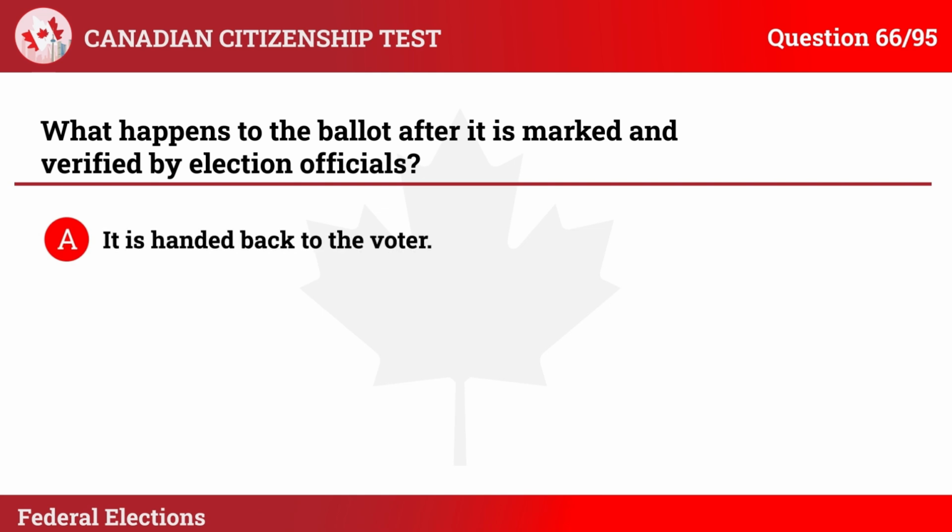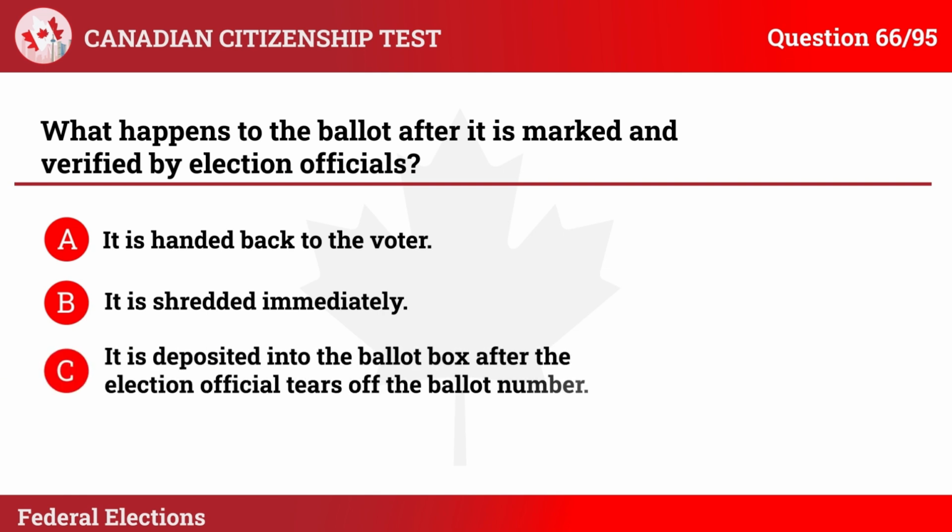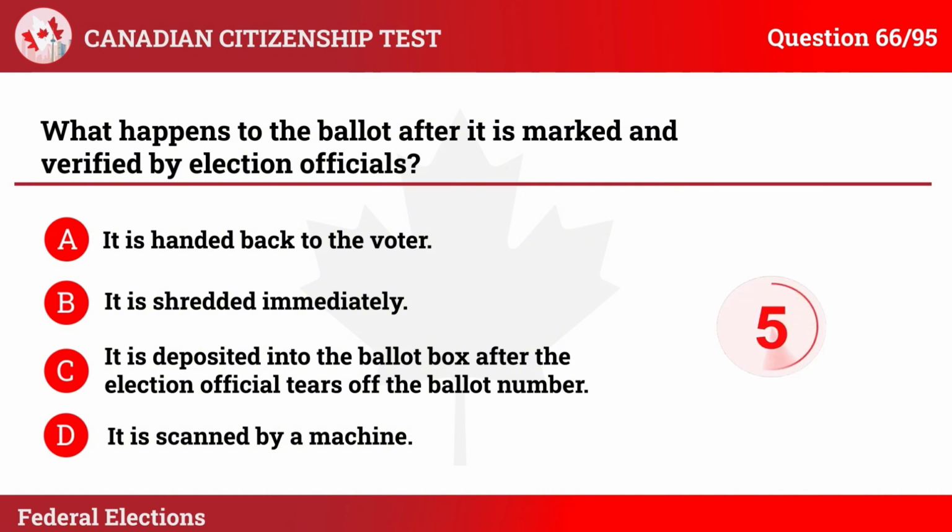A. It is handed back to the voter. B. It is shredded immediately. C. It is deposited into the ballot box after the election official tears off the ballot number. D. It is scanned by a machine.